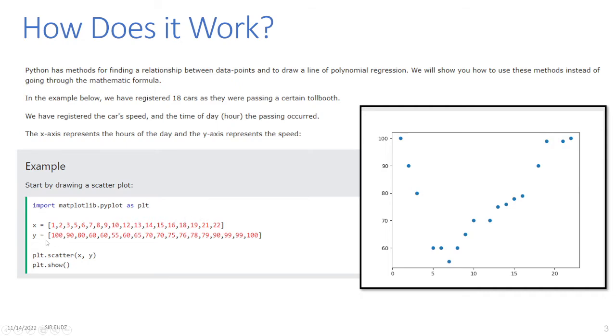So in this example here, we use the matplotlib library and the pyplot to plot the scatter diagram. So we have x, again x here represents the hours, from 12 midnight to just before 12 midnight, and then here are the speed. So plt.scatter(x, y), so we plot x and y and then show. So this will be the output of the points we place here.